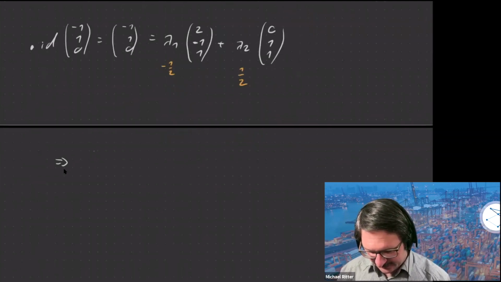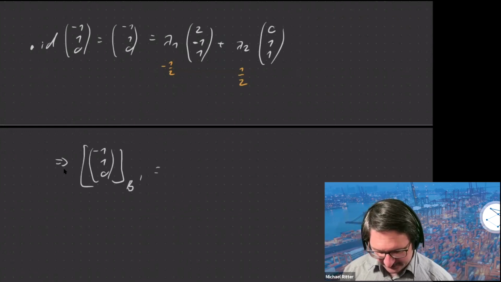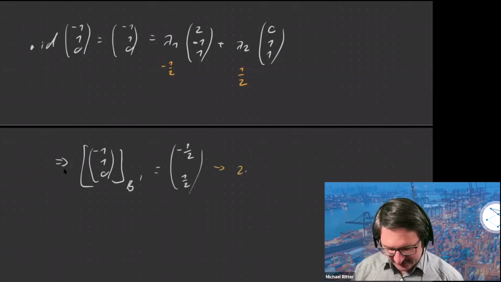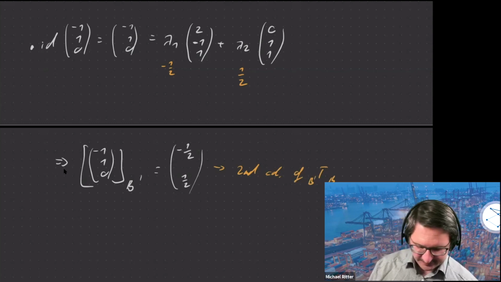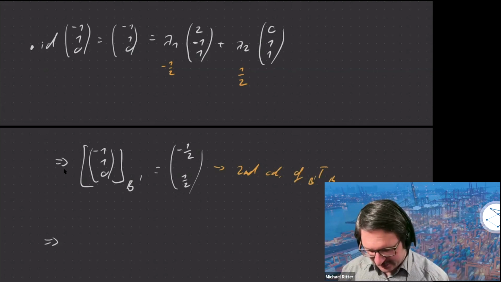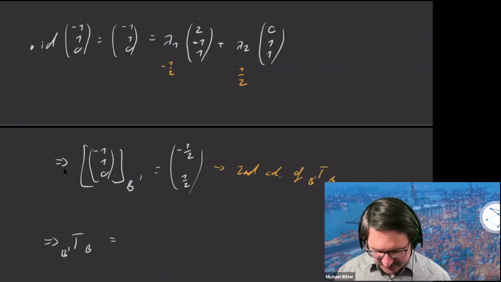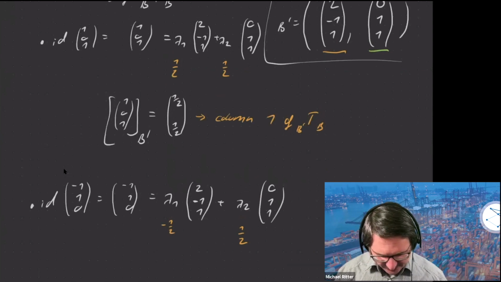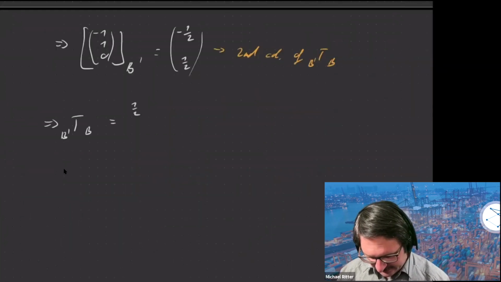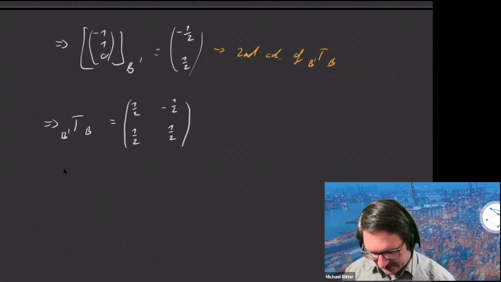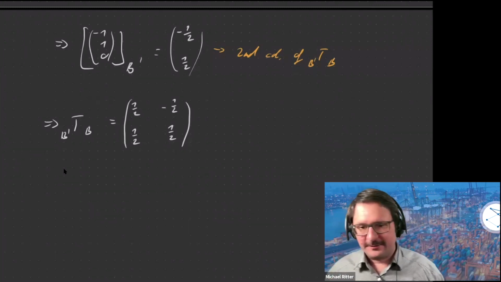So that means minus 1, 1, 0 in B prime coordinates is minus 1 over 2, 1 over 2. And this is going to be the second column of our desired matrix. So now we have both of these columns here. That means T, B, B prime is equal to, let's see, the first column was 1 over 2, 1 over 2. And the second was minus 1 over 2 and 1 over 2. So this is our transformation matrix.